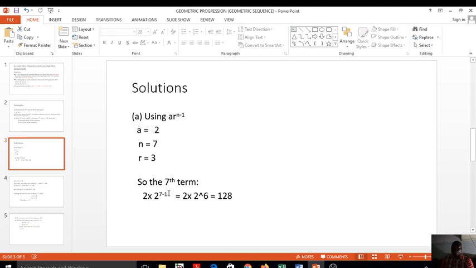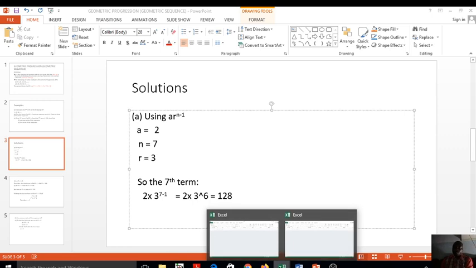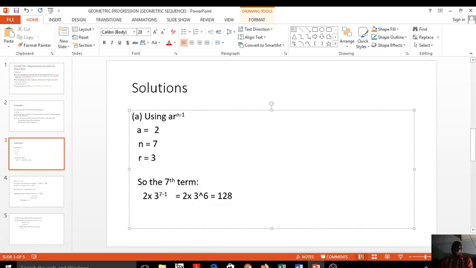And then we need to substitute. Where there is a, you put a 2. And where there is an r, you put a 3. And here you also substitute, we have a 3 there. And then you use your calculator to find out what 3 to the power 6 is. There are several ways of solving that particular problem, so you can use your calculator there.